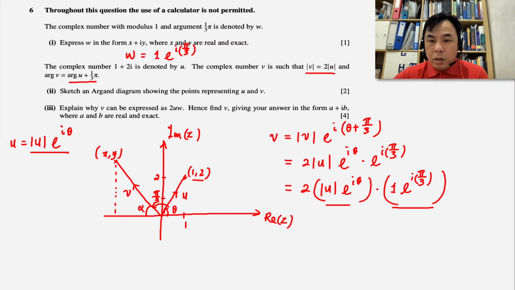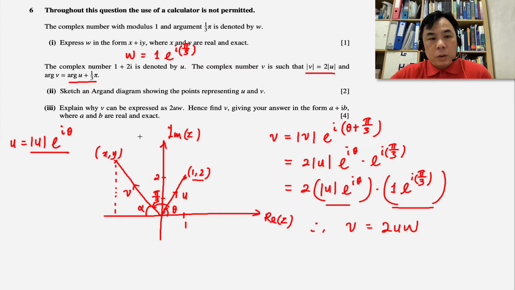Therefore, in this case, we can rewrite this with the 2 still remaining as 2. This section here becomes the complex number u, and these sections become the complex number w. That's how we prove that the complex number v can be written as 2uw. I hope that is clear. And then lastly, it says that hence we need to find the complex number v in its rectangular form.